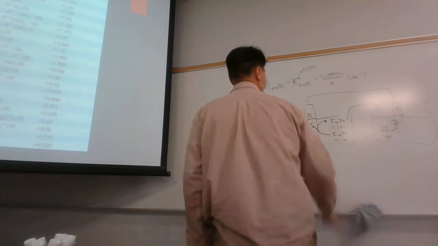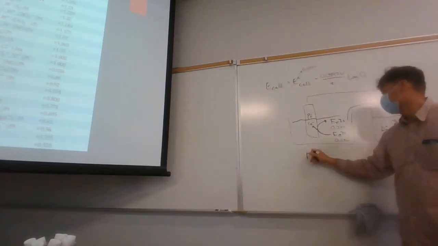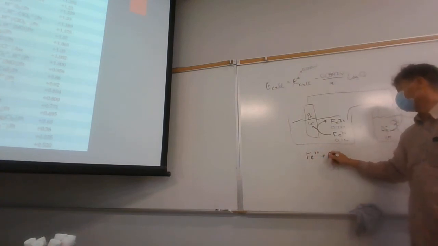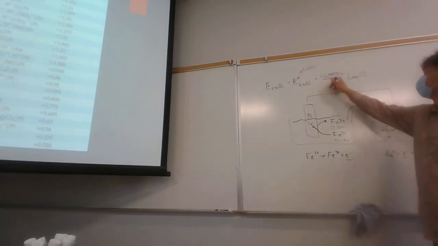Now, Z is the number of moles of electrons transferred in the balanced chemical reaction. We have the reactant and product for the anode: iron 2 goes to iron 3 plus 1 electron. Then over here at the cathode, we have silver ions plus an electron goes to silver metal. And so it's 1 mole of electrons transferred, so Z is 1.